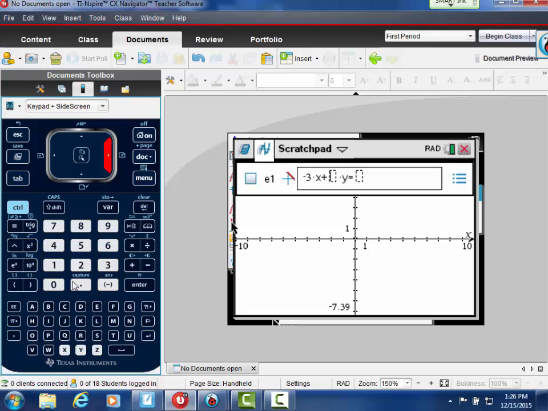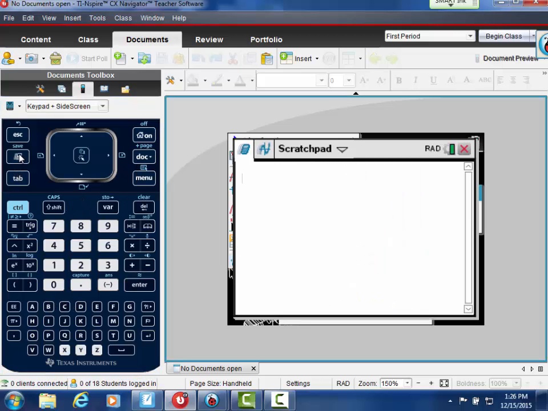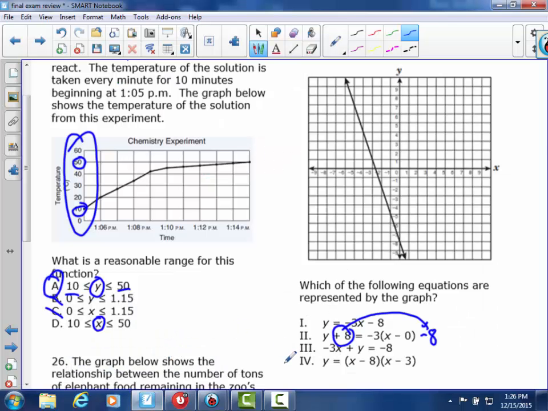Okay, not enter, arrow. Negative 3, 1 for y, and negative 8. And when I hit enter, oh, it's in the completely wrong place, so it's not that one. So I do another Doc B. I go to my graph. Okay. So this one worked, this one worked, this one didn't.